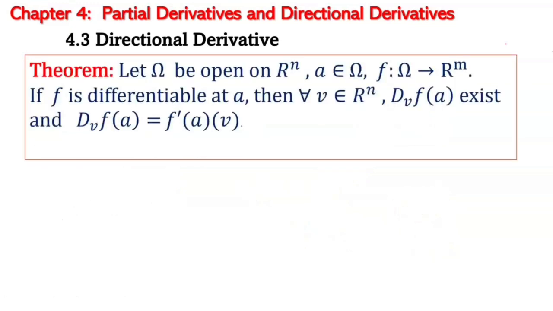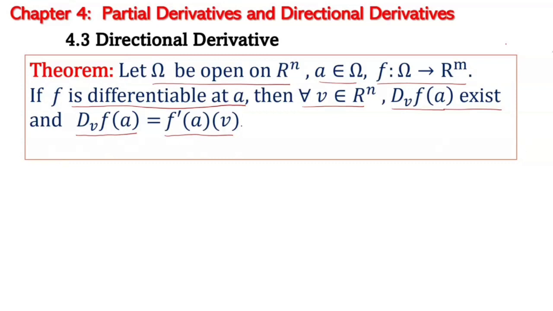Now we have a theorem associated with the directional derivative. This theorem says: let omega be open in R^n, a a point in omega, and f from omega to R^m. If f is differentiable at a, then for any v belonging to R^n the directional derivative exists, and the directional derivative at a is related to the derivative of f by this relation.